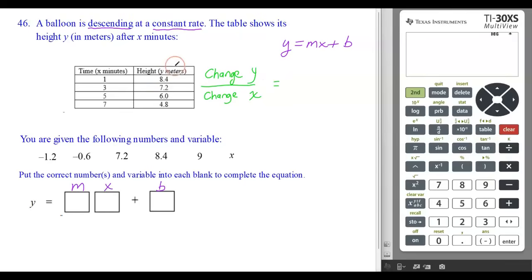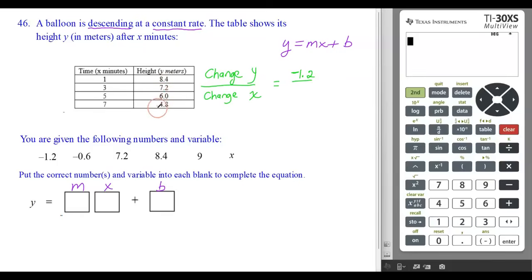So let's look at y, which represents the height. How is the height changing each time? Hopefully you can see just by looking at it, it's going down by 1.2. So the change of y is going down, which is negative, by 1.2. Now, how did I get that? Well, you might be able to figure that out in your head. If you go 8.4 minus 1.2, you'll get 7.2, and so on. You might be able to see it. Or another way to do it is you can subtract the numbers.